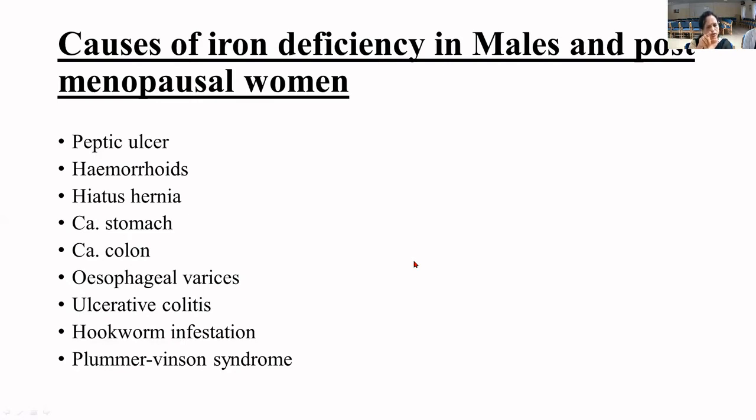So this is actually Patterson-Kelly syndrome. Patterson and Kelly were the people who discovered this, but Plummer-Vinson published it. That's why documentation is so important. So that's typical iron deficiency anemia. Then hookworm infestation. So why does hookworm infestation cause iron deficiency?